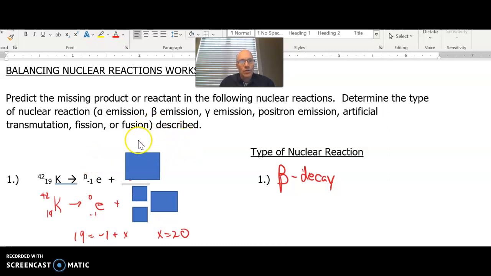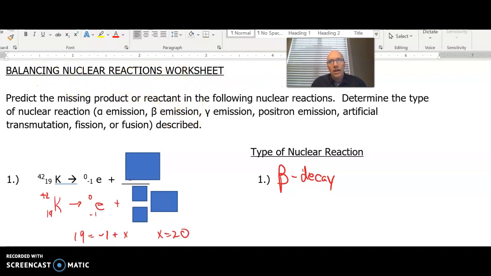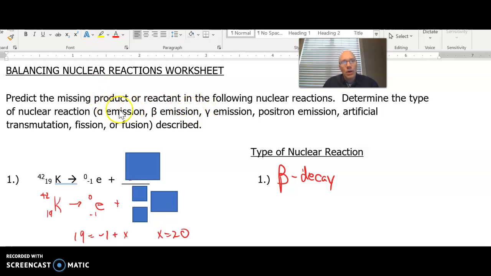So in this video, I'd like to go over the answers to this worksheet where we are talking about balancing nuclear reactions. And I want to point out that even though it asks for several of these types of emissions, the only reactions that you're going to be responsible for are alpha decay, beta decay, fusion, and fission. All right, so if it's outside of one of those, I'm just going to go ahead and tell you that you can skip it for now.